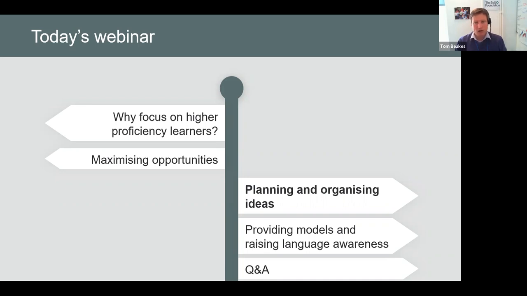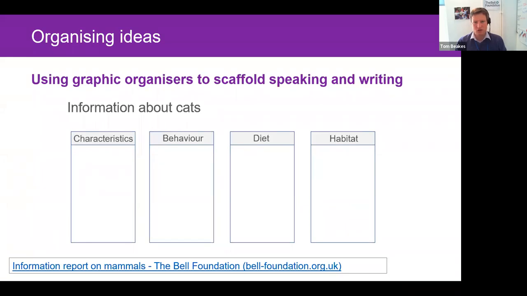On a very simple basis, I'm sure you've all come across these kind of activities yourselves, but graphic organizers are vital when we want to scaffold speaking or writing tasks. And this can be something very simple, as I'm showing you here. This is from an information report on mammals task from the Bell Foundation resources, where they're talking about different animals, in this case cats, and they just need to categorize bits of information into these four areas before writing a report on the animal. So this simple act of categorization is quite powerful.